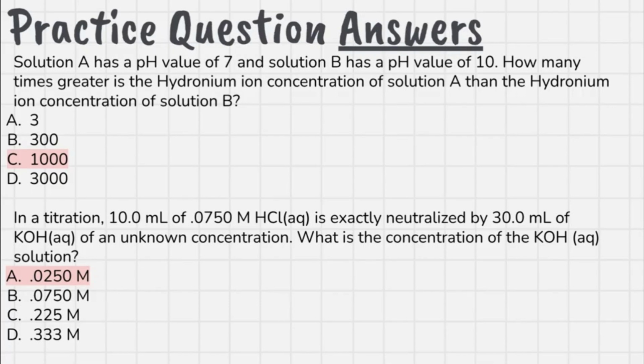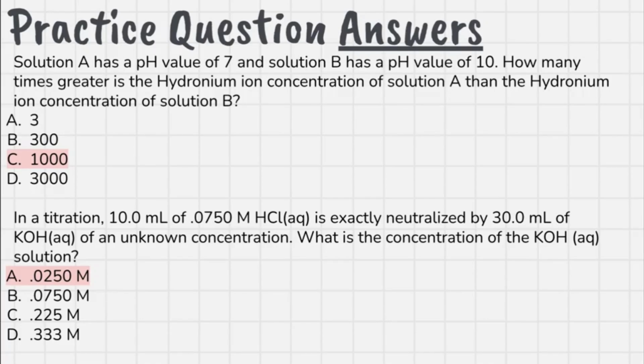In a titration, 10 milliliters of 0.0750 molarity HCl is exactly neutralized by 30 milliliters of KOH of an unknown concentration. What is the concentration of the KOH solution? We need to use the formula for titration, which is Ma times Va equals Mb times Vb.